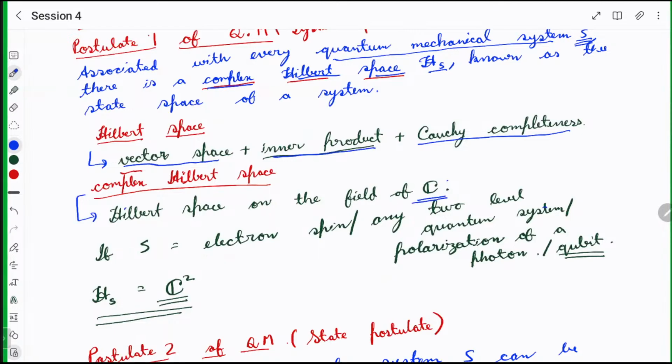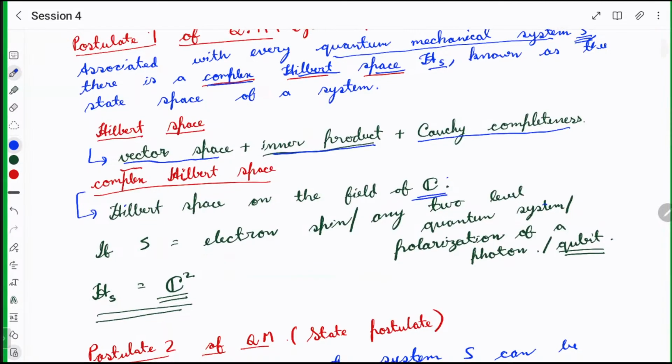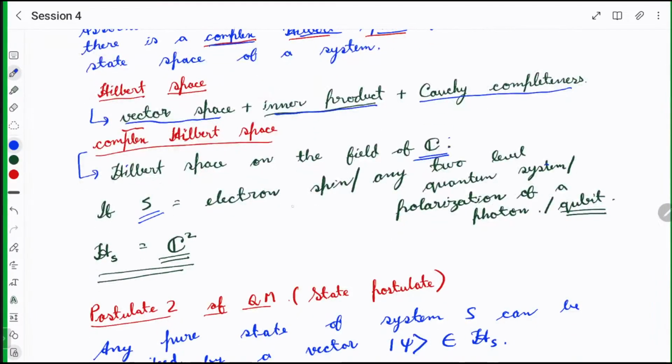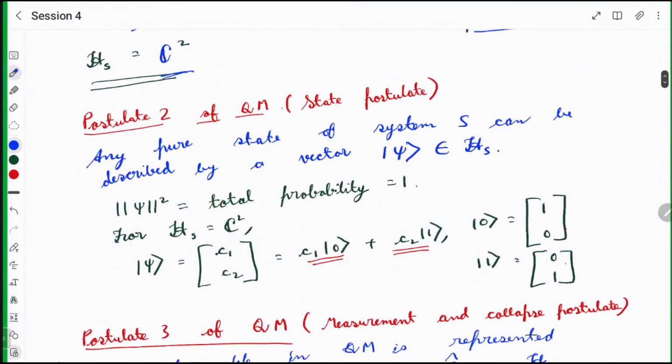And if, for example, the system is some electron spin or polarization of photon or some two-level quantum system, or in general in a qubit system, then the Hilbert space which is associated with that system will be C2. Since we would be dealing with qubits for the majority of our tutorials, we would be dealing with the Hilbert space of C2. And the second postulate was the state postulate.